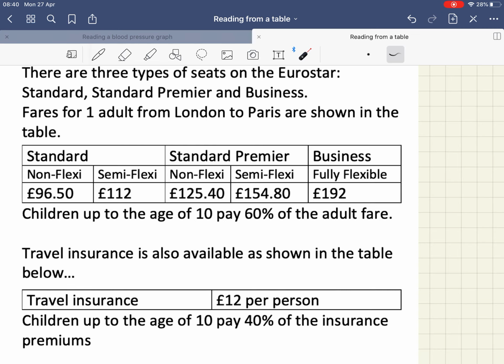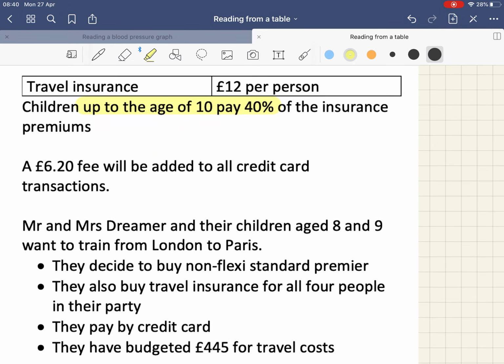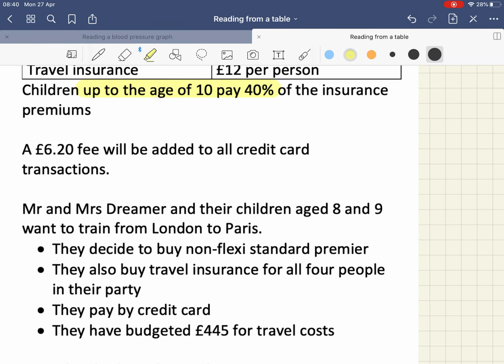We are then told children up to the age of 10 pay 60%, so don't want to forget about that. Travel insurance is also available as shown in the table below, and children up to the age of 10 pay 40%. A £6.20 fee will be added to all credit card transactions. Mr. and Mrs. Dreamer and their children aged 8 and 9 want to train from London to Paris.